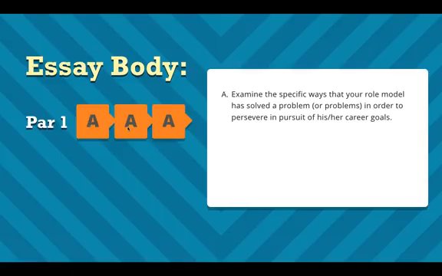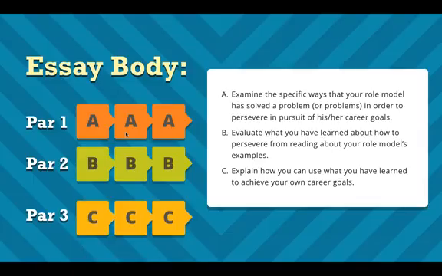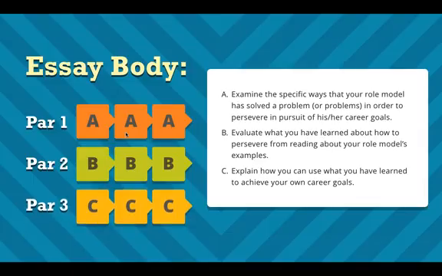Okay, we've researched our 3 different problems that our role model has solved, and we could discuss those in a single paragraph. Then we can move on to paragraph 2, where we evaluate what we learned about those examples. Okay, we can handle all of that in a single paragraph. And then we could have a third paragraph focus on that 3rd bullet point from the instruction sheet, making sure that we discuss how we can specifically use what we learned when it comes to achieving our own career goals. Okay, so there's one organizational option. We go 1 paragraph at a time and address each of these 3 main points.